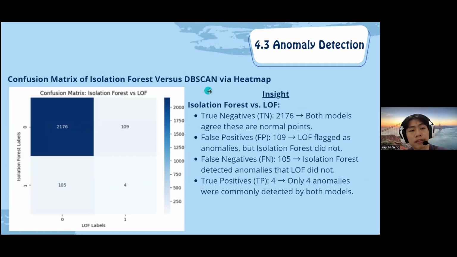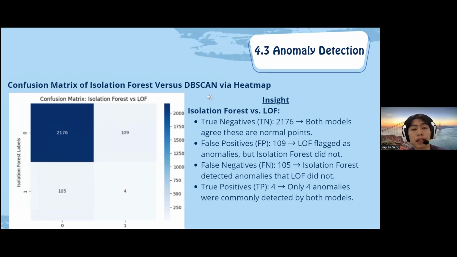And this is the result of Isolation Forest versus LOF. We found the true negative is 2,176, true positive is 4, false positive is 109, and false negative is 105. We can see that LOF detects anomalies very differently from Isolation Forest, leading to high false positives and unique detection.